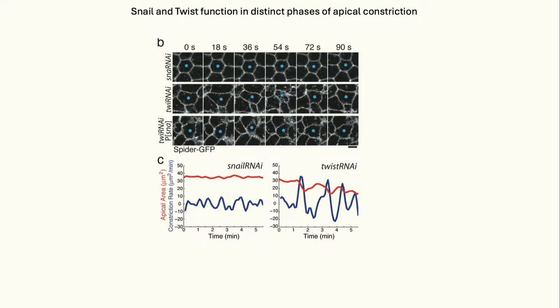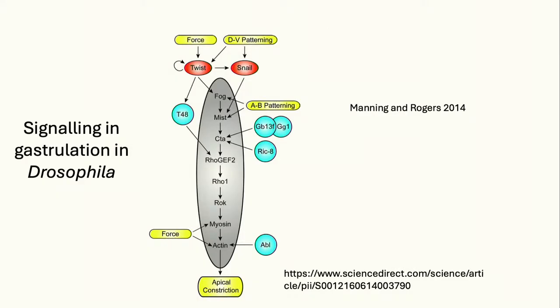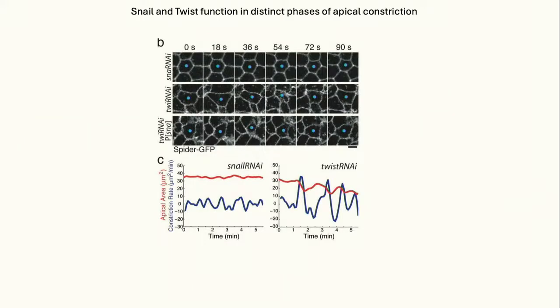Now, what's the role of twist and snail? Do we know what twist and snail do? We do know that they are there. They give rise to the presence of all of these molecules, but if I remove them, then what is the consequence on this entire constriction cascade? It turns out that if one removes twist or if one removes snail, there are two differing effects. If one removes snail, then if you look at these cells, there doesn't seem to be much of a constriction pulse. There is some increase and decrease of area, but the apical area does not change at all.